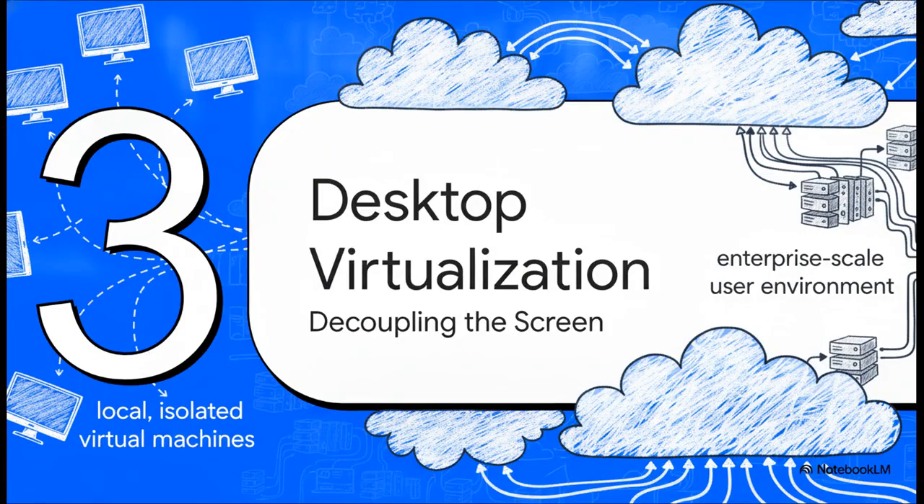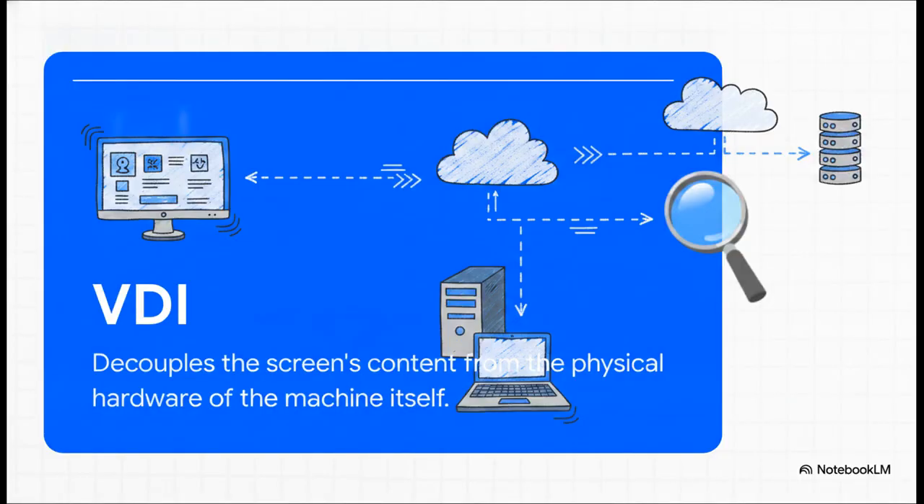Section 3. Desktop Virtualization Explained. Decoupling the screen. Welcome to VDI, or Virtual Desktop Infrastructure. VDI fundamentally changes how we interact with computers. It's basically the ultimate act of decoupling the content displayed on your screen from the physical hardware of the machine actually sitting on your desk.